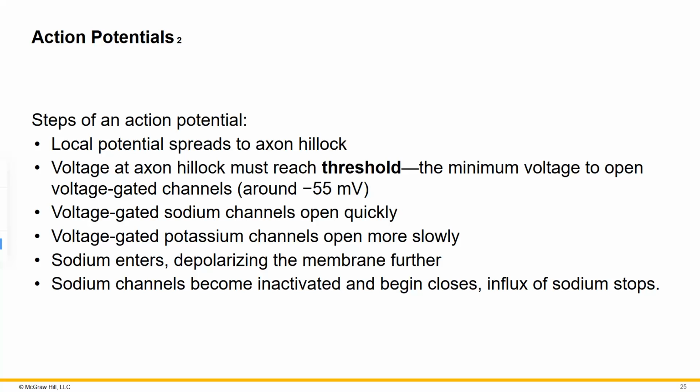So the steps of an action potential. Local potential spreads to the axon hillock. Voltage at the axon hillock must reach threshold. The minimum voltage to open a voltage-gated channel is around minus 55 millivolts. I'm not going to make you memorize every number, but you do have to know the minus 70 of the resting membrane potential. You don't need to know the minus 55.